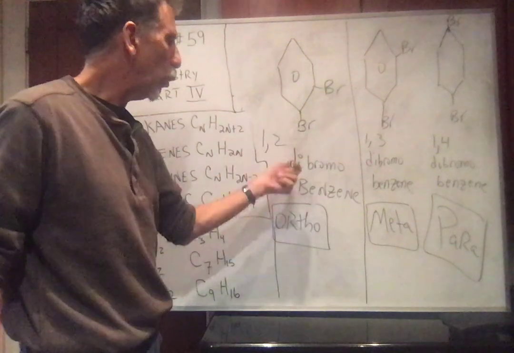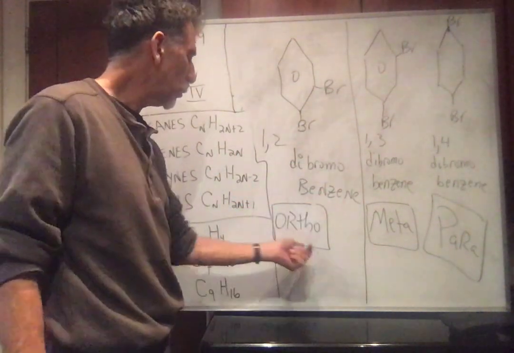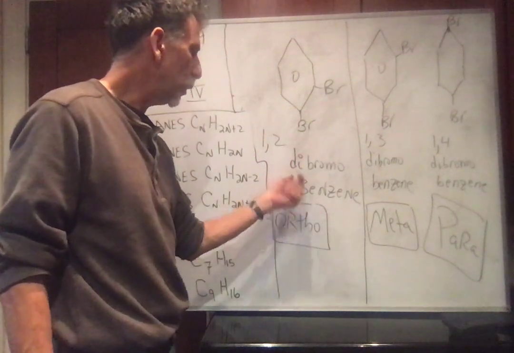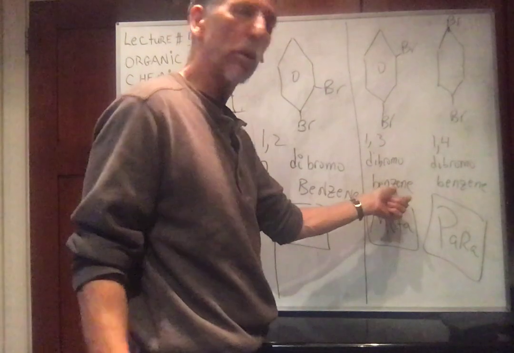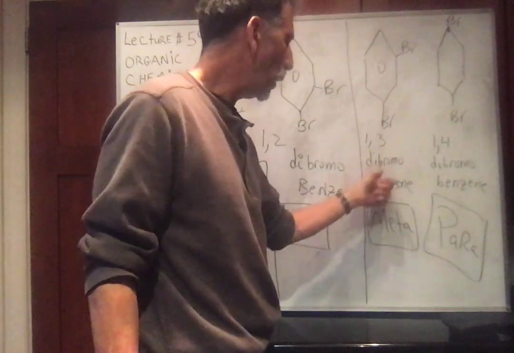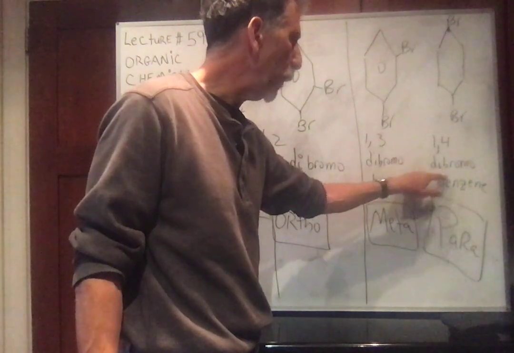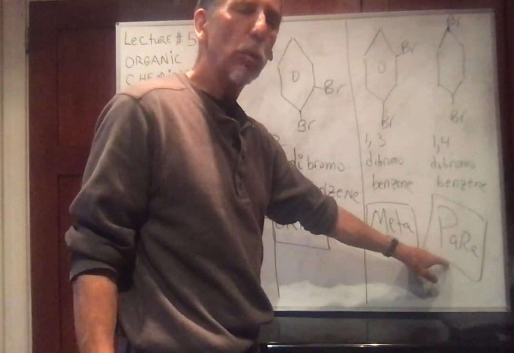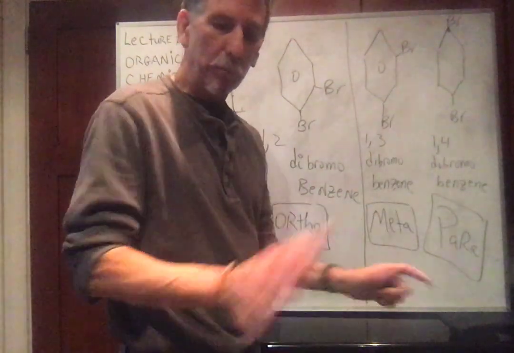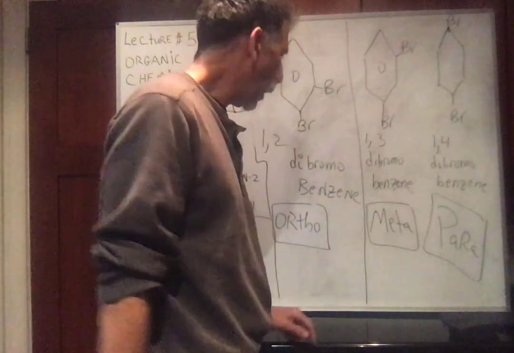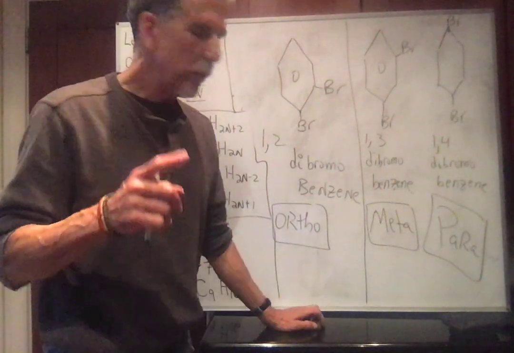So this is 1,2-dibromobenzene, or exactly the same, equal would be ortho-dibromobenzene. This is 1,3-dibromobenzene, or equivalently meta-dibromobenzene. And this is 1,4-dibromobenzene, and equivalently this would be para-dibromobenzene. Okay, so you could use para, meta, or ortho, but I want to emphasize this.